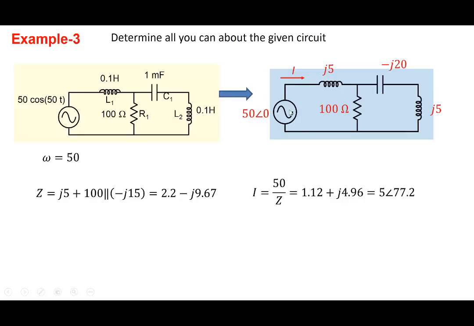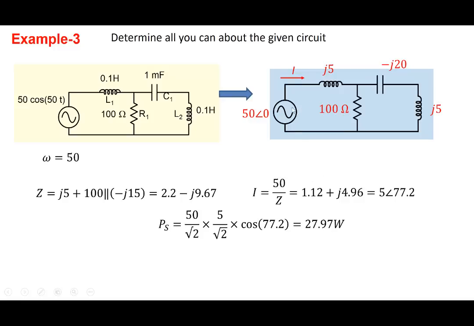Suppose I want to know how much power is drawn from the supply. The power drawn from the supply would be the phasor voltage in RMS form, so 50 by square root 2, times the RMS current, which is 5 by square root 2, times the cosine of the angle between this current and this voltage. That angle is 77.2, and the cosine of that is the power factor. Multiplying them all together, the power supplied by the source is 27.97 watts.